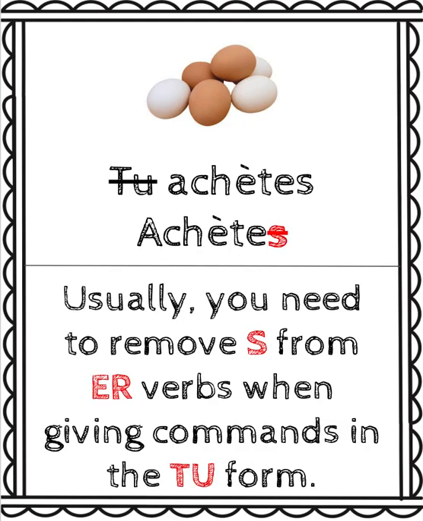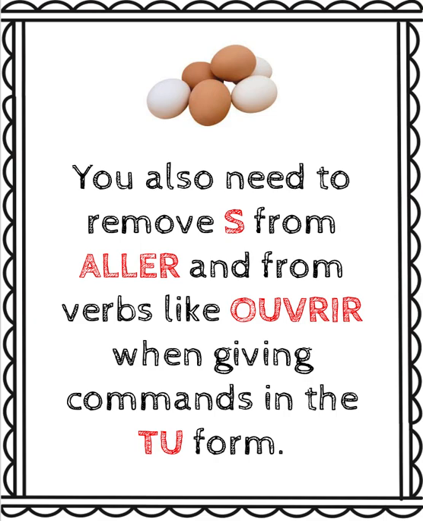Now, let's be careful because this verb acheter is an ER verb. And usually you need to remove the S from ER verbs when you're giving commands in the tu form. Okay, this is just for ER verbs, right? It's not for RE verbs or IR verbs, RE verbs, voilà. Okay, now you also need to remove the S from aller and from verbs like ouvrir when you're giving commands in the tu form, right? So aller, the tu form is vas, V-A-S. So we're going to take off the S.